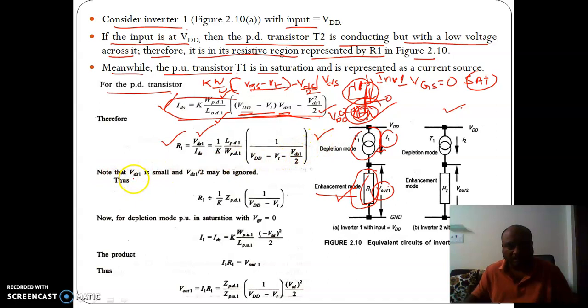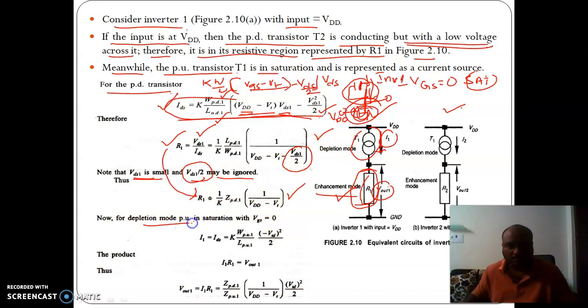Now VDS1 itself is small. As mentioned, the pull down transistor is conducting but with a very low voltage across it, so VDS is small. Compared to VDD minus VT, VDS1 by 2 may be ignored. So this equation changes to this one, where VDS1 by 2 gets ignored.